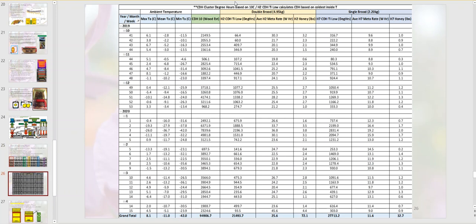Almost done. This is just an example of me collecting temperature data over time. So these are weeks, the months, and then the weeks. We've got our cluster degree hours. This time I actually compared it to 10 degrees Celsius for my double brood hive and a single brood hive. I calculated the metabolic rate based on the coldest internal temperature and the cluster size. And then with that, I used it to back calculate an estimate of honey consumption.